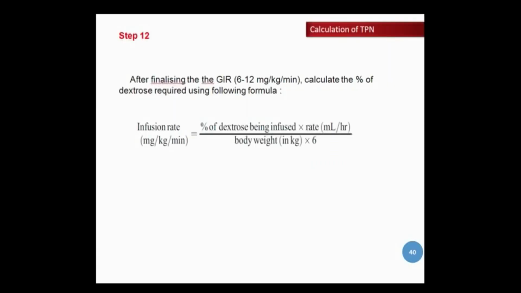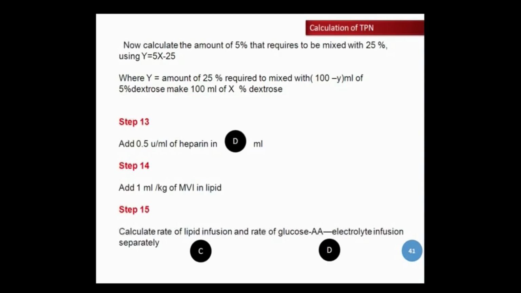In step number 11, we will calculate the amount which is required for the dextrose. In this step, we will calculate the percentage of the dextrose which is required. After finalizing the GIR, which is generally used from 6 to 12 mg per kg per minute, we will calculate the percentage of the dextrose using the following formula: GIR equals percentage of the dextrose being infused multiplied by rate in ml per hour divided by body weight in kg into 6.